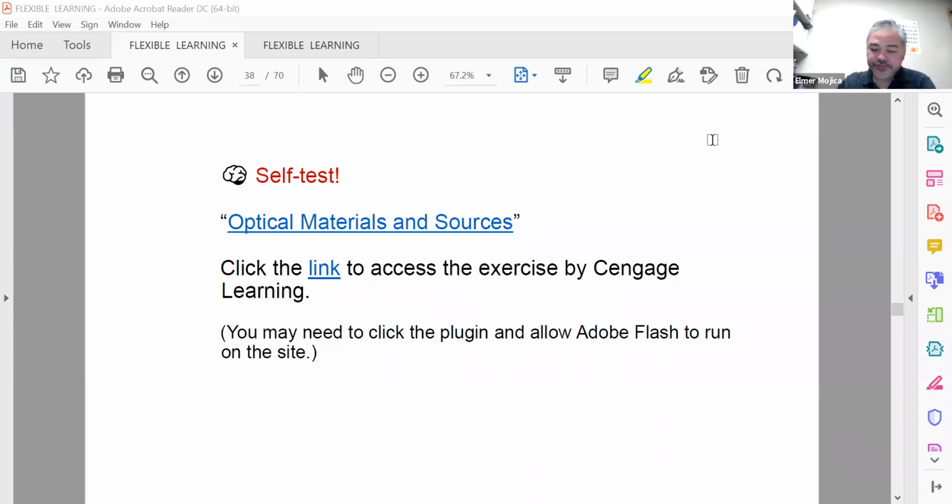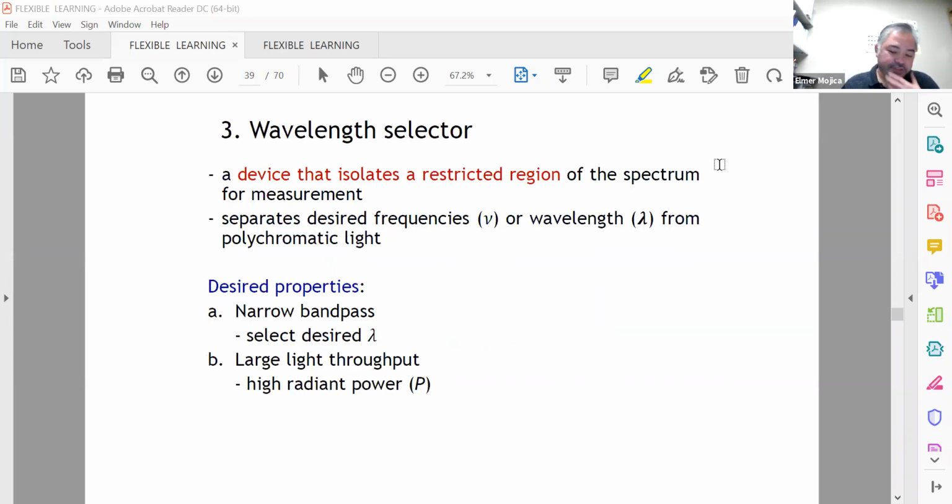Okay, so let's continue. Now let's go to the monochromator or the wavelength selector. So this is a device that isolates a restricted region of the spectrum for measurement. Okay, it separates the desired frequencies or wavelength from the polychromatic light. So the desired properties of this will be the narrow bandpass. It selects your desired wavelength. And as much as possible, you want a large light throughput, resulting in a high radiant power for this one.